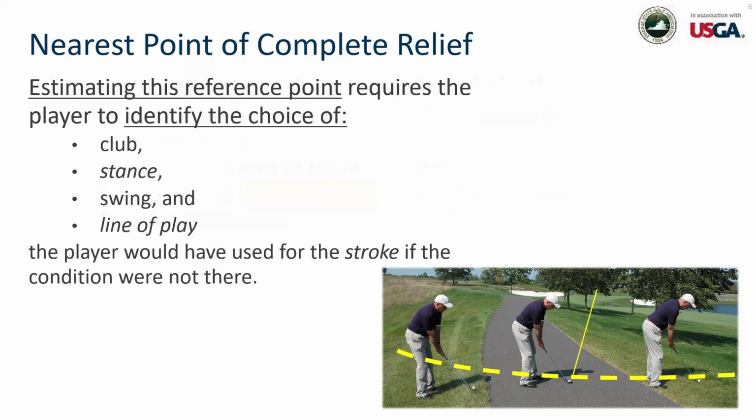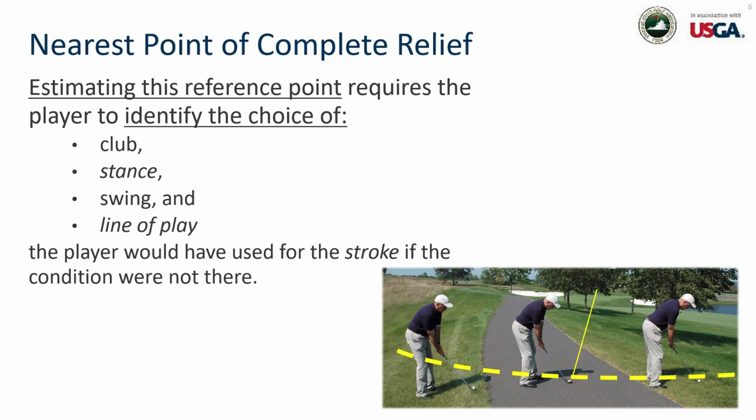A bit further, we need to try to identify the club that this player would use, the stance that he would take, swing, and line of play if that obstruction wasn't there. So if I was a rules official coming into this situation, I would say, hey, we're about 150 yards out. What club would you normally use for this shot? He grabs whatever club that would be. We say, okay, now we're going to find the spot that's no closer to the hole where your feet aren't going to be interfering with the path, the ball won't be sitting on it, and your club won't hit it in any way, either with the backswing or follow through.